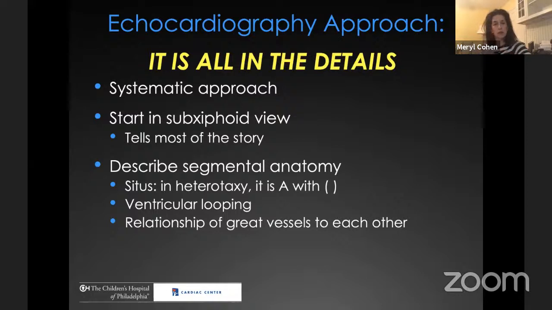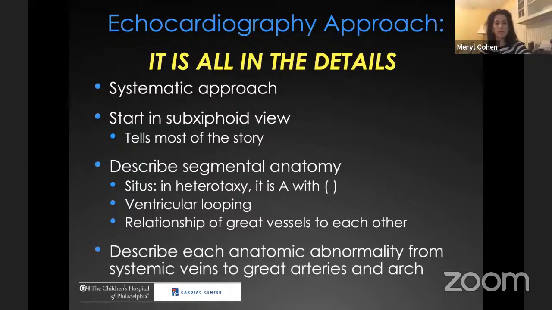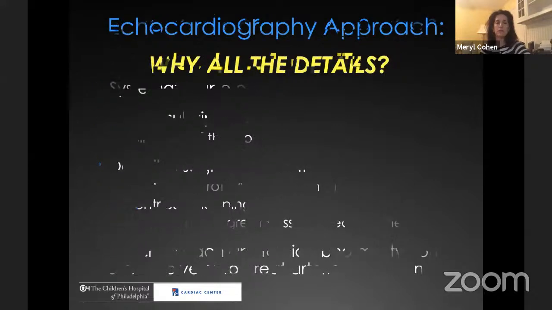And then you can describe the segmental anatomy, the situs. In heterotaxy, for the first letter, we use A for ambiguous, and you can put in parentheses whether it's mostly situs solitus or mostly situs inversus. Then ventricular looping, and then the relationship of the great vessels to each other. And then we describe each anatomic abnormality from the systemic veins to the great arteries and the arch, obviously paying attention to the most pertinent of those details.